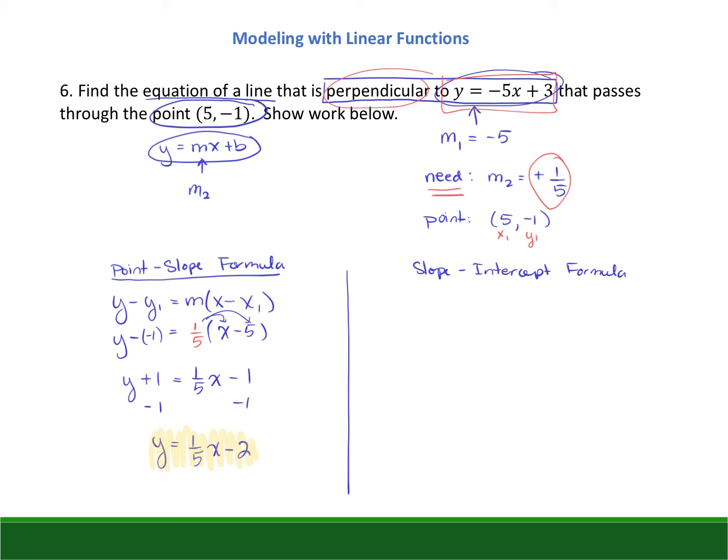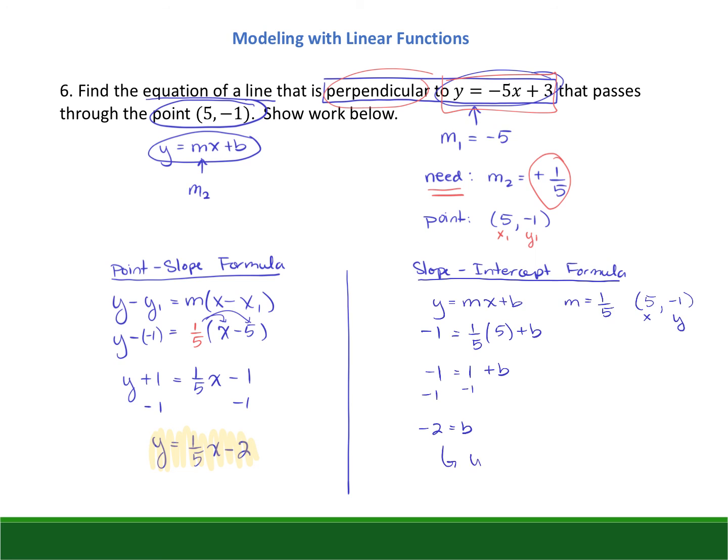Now, if you're using the slope-intercept formula, you'll see that you'll get the same answer. So let's bring down that formula, which is y is equal to some mx plus b, right? We know our slope is going to be 1/5, and then the point that we're going to use is 5, negative 1, where x is 5 and y is negative 1. So let's do the substitution. When y is negative 1 and the slope is 1/5 and x is 5, let's solve for b, the y-intercept of this line. So we've got negative 1 is equal to 1 plus b, subtract 1 from both sides. Negative 2 is the y-intercept.